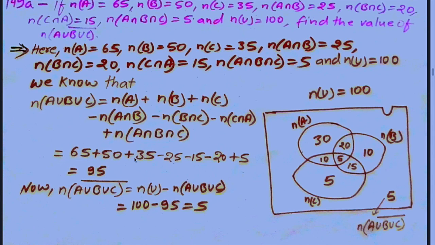65 plus 50 plus 35 means A plus B plus C. Now minus A intersection B, B intersection C, C intersection A. So all three are subtracted here: 25, 15.